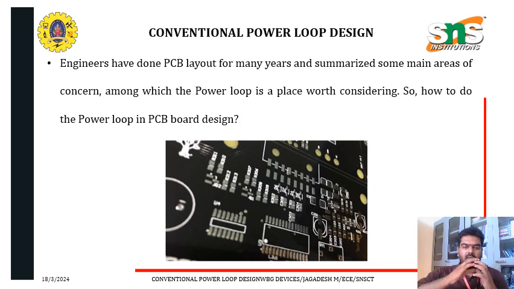Whenever the PCB, the printed circuit board, is considered, there are various unwanted effects produced. Like in the previous video lecture series, we discussed parasitic capacitance and parasitic inductance. Those effects were minimized with some useful techniques. Likewise, the power loop design is very important for PCB considerations, so we will see how it can be achieved.